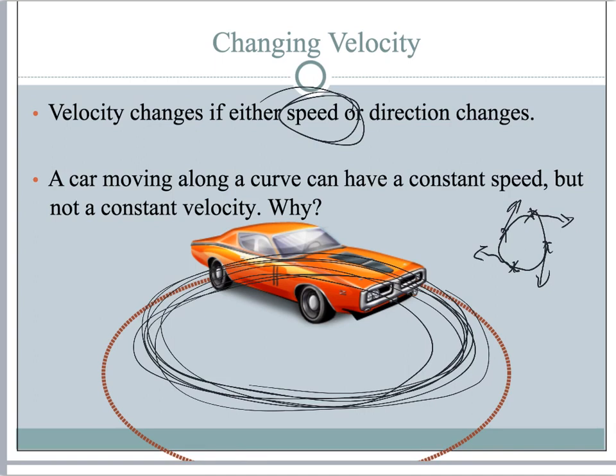So during circular motion, when the car is moving in a circle, you always have a changing direction. Even though your speed's constant, your velocity is changing. And we have a special name for a change in velocity, and that is acceleration, which we'll get to in the next unit. So that's the idea: change in velocity means acceleration.